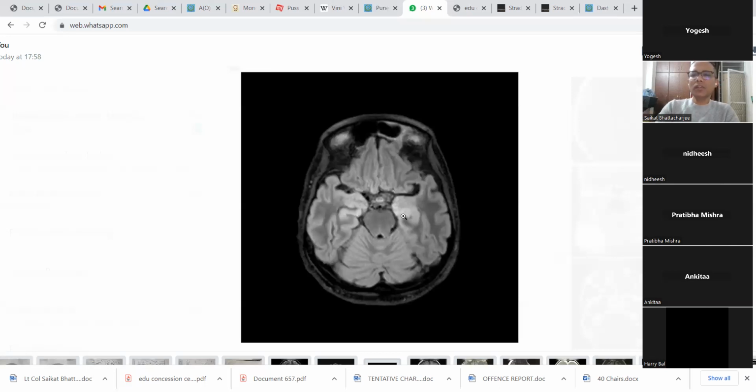So what is it? When you see such a thing, you will think of what condition? Encephalitis. So this particular regional involvement is called limbic encephalitis. HSV encephalitis can also be present like this. It can sometimes be asymmetric also.